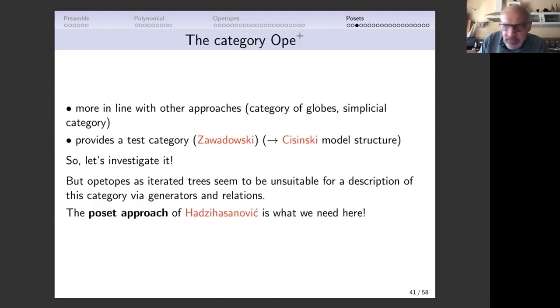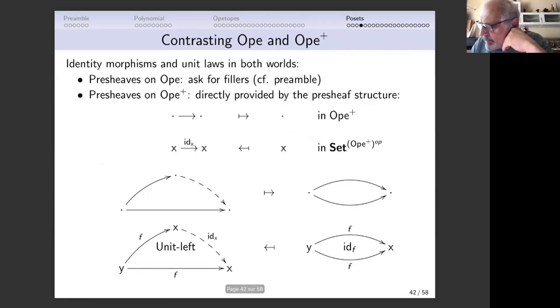But what happens is that this category cannot be studied with the description of opetopes that I gave. We really need another description, which is through posets and due to Hadzi Hasanovic. So now you have to tell me how many minutes I have to say a few words about this.